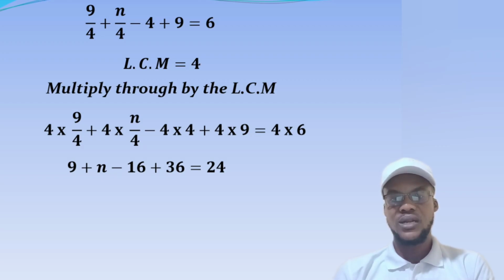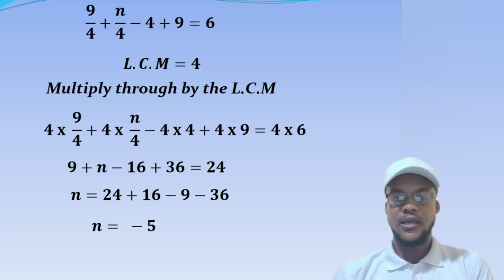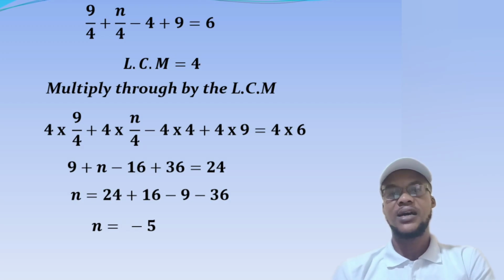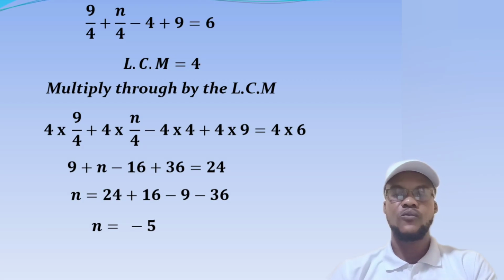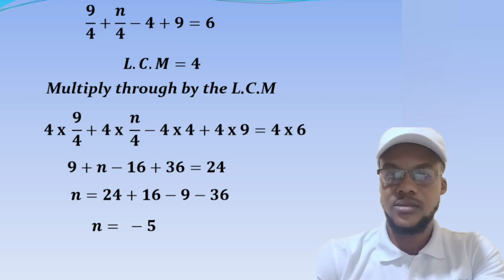So how do we find n? It's just by grouping like that. We can decide to maintain n on the left side and transpose the rest of the values to the right side. So n is equal to 24 plus 16 minus 9 minus 36. In all, our n becomes negative 5. You see, this is very beautiful. When you have questions like this, that is how you go about it. You don't have to waste much time on this.